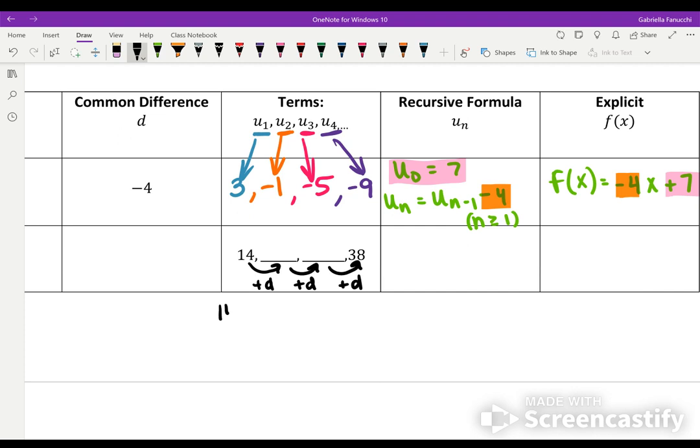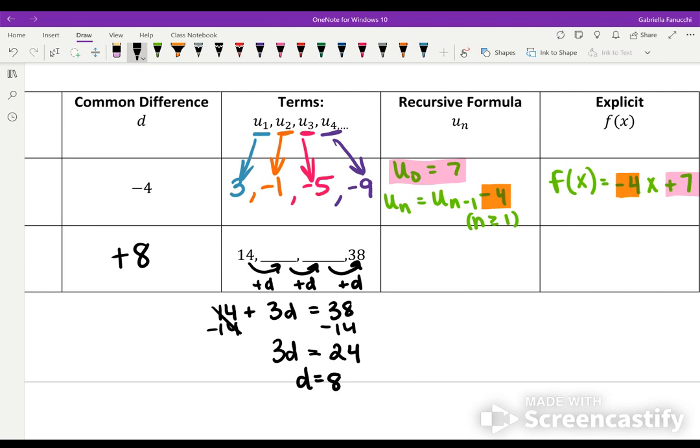So what we have is 14 plus 3d is equal to 38. So to find what the difference is, subtract 14 from both sides. So 3d is equal to 24. So d is going to be equal to 8. So the difference is adding 8. Okay, 14 plus 8 is going to be, was that 22?